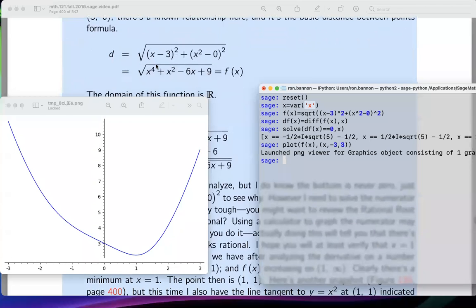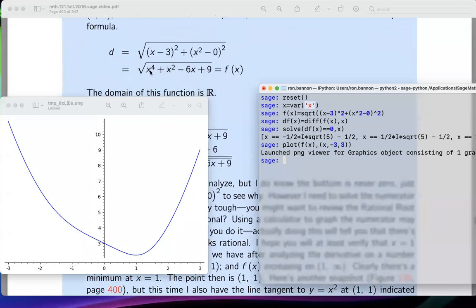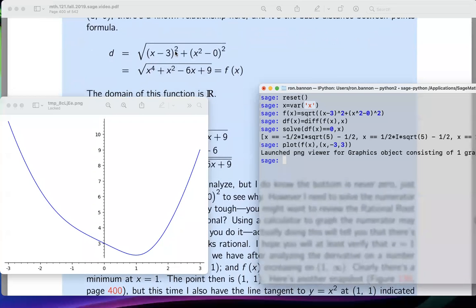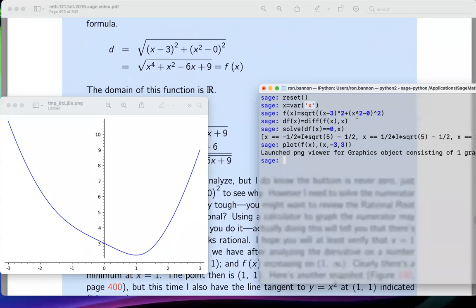I thought it was this problem right here, right? And is it? Did I say f of x was equal to the square root of x minus 3 squared plus x squared minus 0 squared? Yep, I did say that.